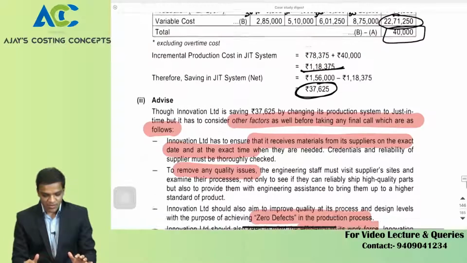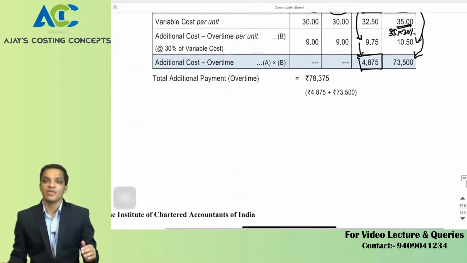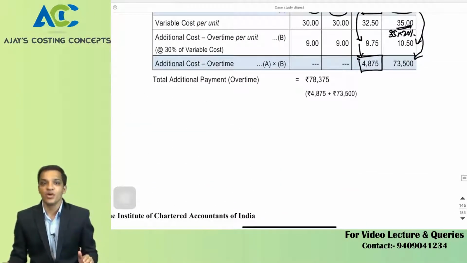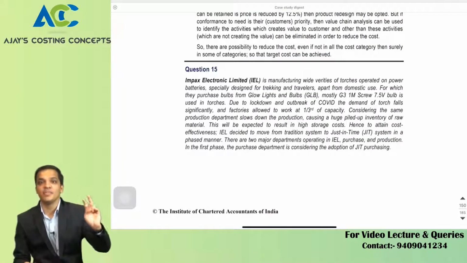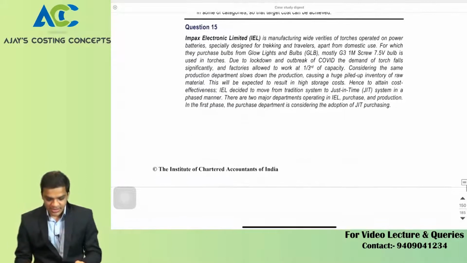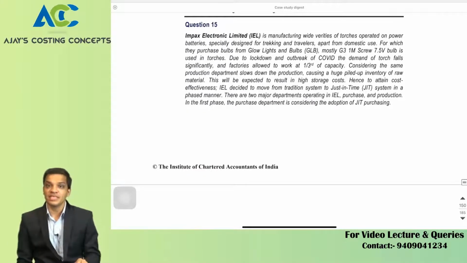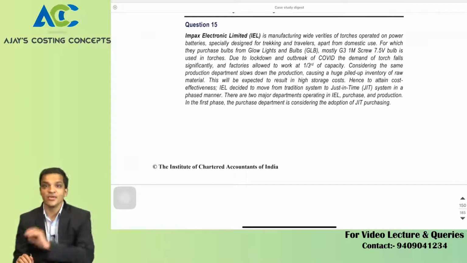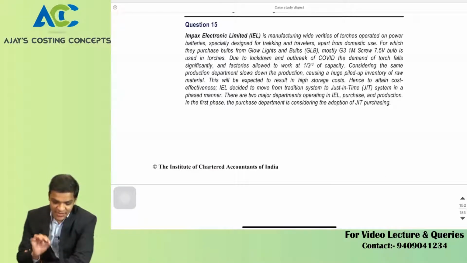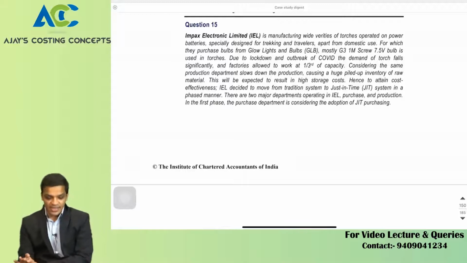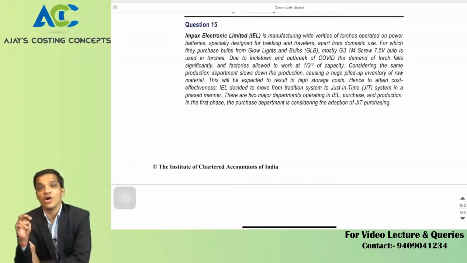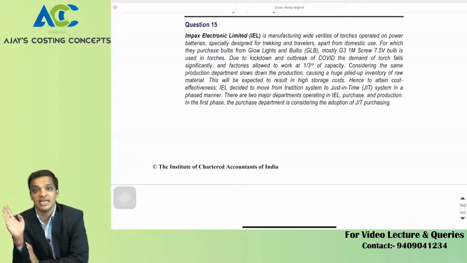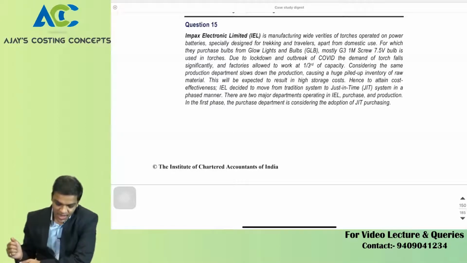This is question number 13 of just in time of your skill based question from Case Study Digest. Fine. So let us come to the next question. For just in time, we have discussed question number 13. Now the second question, that is question number 15 of skill based question, Impacts Electronics, that is IEL. Second question of just in time, that is question 15 of skill based question of Case Study Digest, right? Now let us read this.